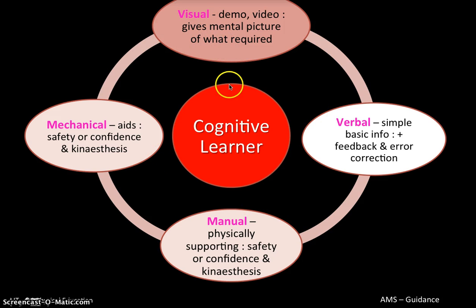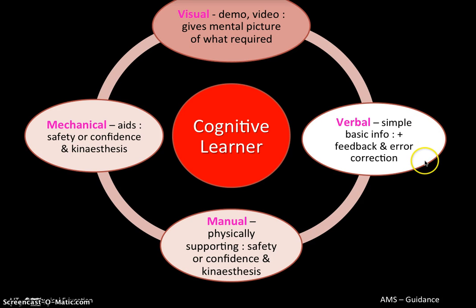So a cognitive learner, they really, really rely on, and I've put it a slightly different colour because, visual guidance for a cognitive learner is absolutely important. Visual guidance can be given to any type of performer, but particularly for the beginner, they need to see the image of it to get that mental picture. Verbal guidance to a cognitive learner would be very simple and basic.